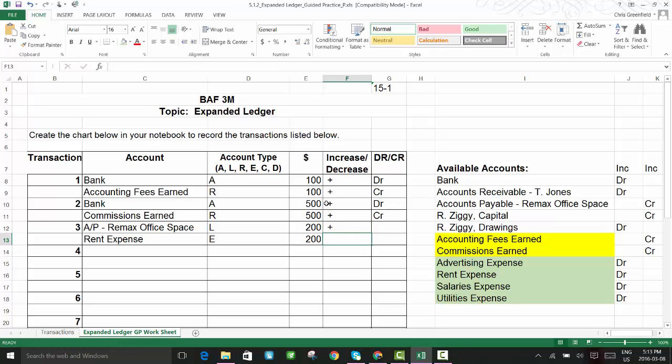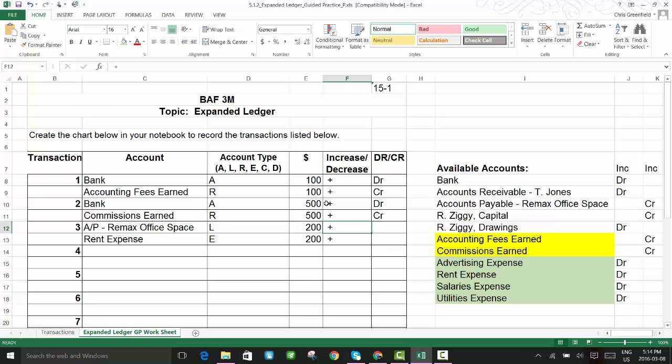Now here's the tricky part. Our expenses: at the beginning of the month, we had used no rent service at all from Remax. We were not beholden to anybody for anything. Now, at the end of the first month, we have used $200 worth of a service. So we've gone from zero worth of service to $200 worth of service. At the end of February, or the next month, it would then be $400 worth of service, $200 for each month. So the amount of service we've used up is also going to be a plus.